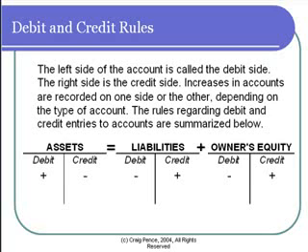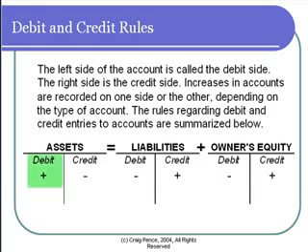The rules regarding recording increases and decreases in these accounts are as follows. Increases are recorded in asset accounts on the left side of the account, the debit side, and decreases are recorded on the right side, the credit side. And then we reverse this rule for liabilities and owner equity. Increases are recorded in liabilities on the right side of the account, the credit side, decreases on the left side, the debit side, and the same is true for owner equity, the capital account.